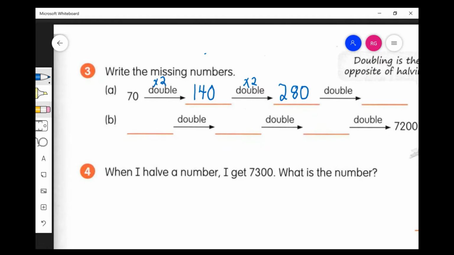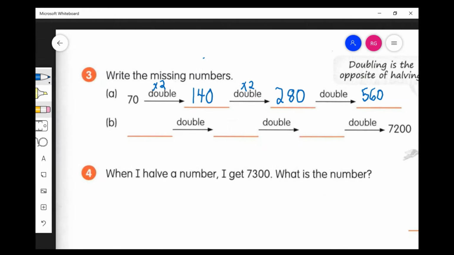And we're going to keep going. Double 280 is 560. Okay, and keep going. Oh, we're done. Next, it is B, and it says, well, it doesn't tell us anything.